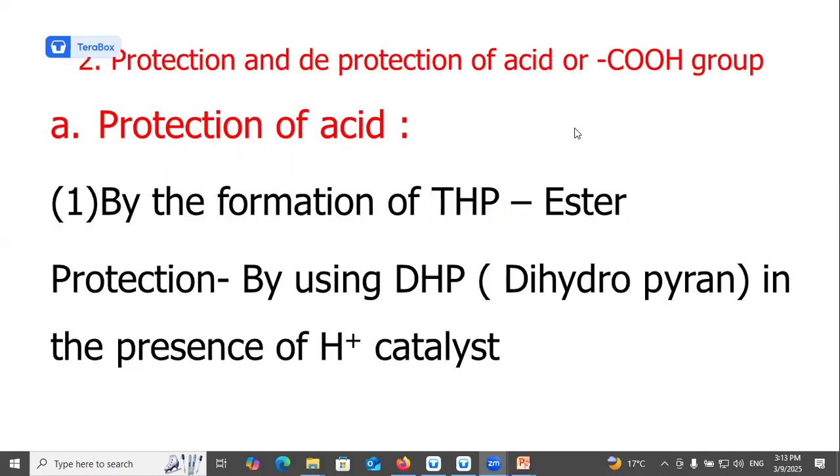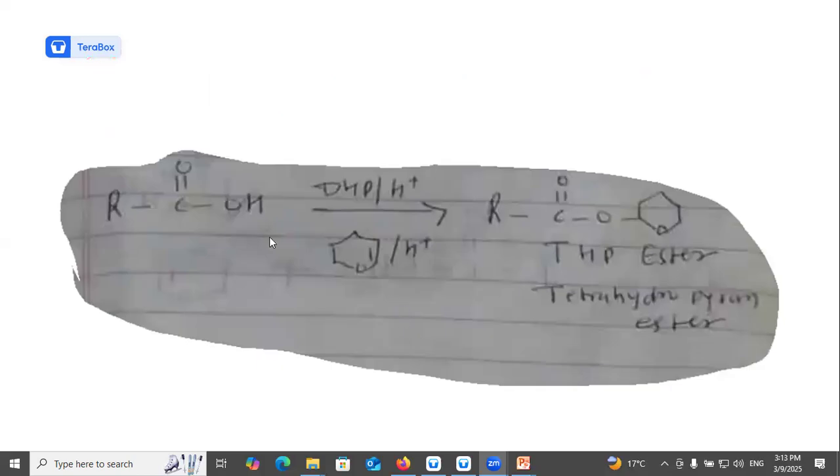Protection and deprotection of acid, that is the carboxylic acid group. Protection of acid by the formation of tetrahydropyran ester, protection by using dihydropyran in the presence of H plus ion, H plus, that is the catalyst. Carboxylic acid with dihydropyran in the presence of acid will get tetrahydropyran ester.